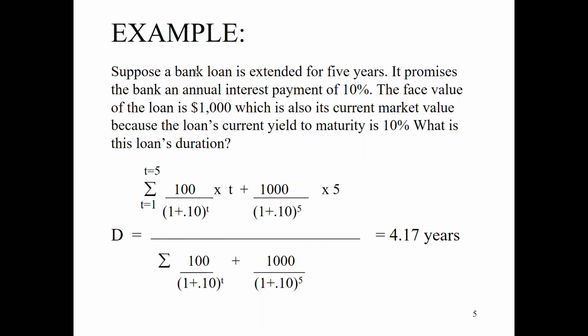So suppose the bank loan is extended for 5 years, okay? The bank loans for 5 years, and it promises the bank annual interest payment of 10%. There will be annual cash flow during the 5 years. We have 1, 2, 3, 4, and 5. Each year we're gonna receive the same annual cash flow of 100.